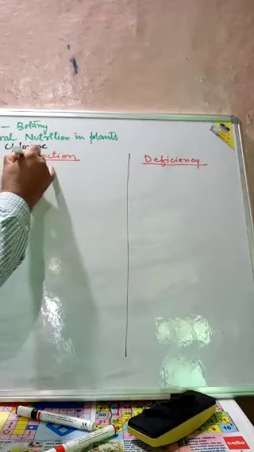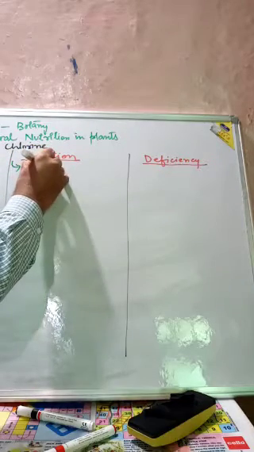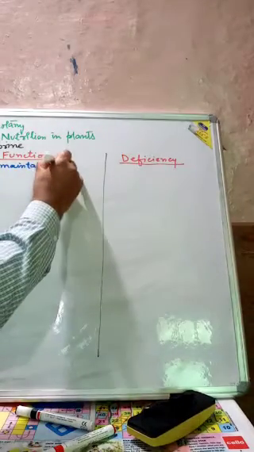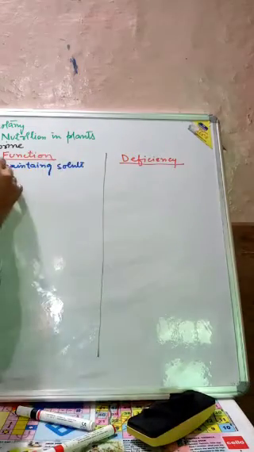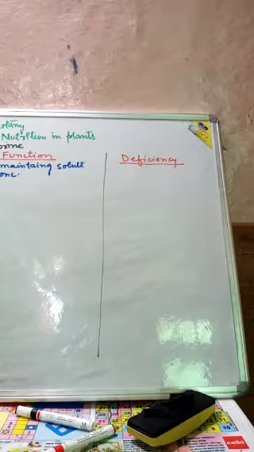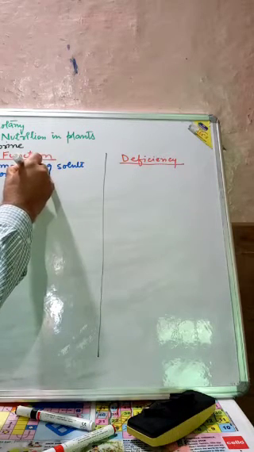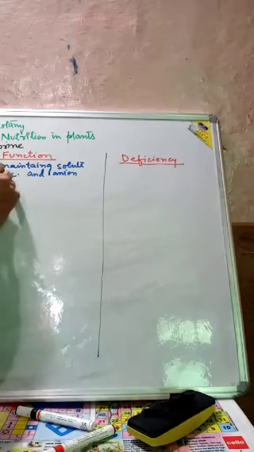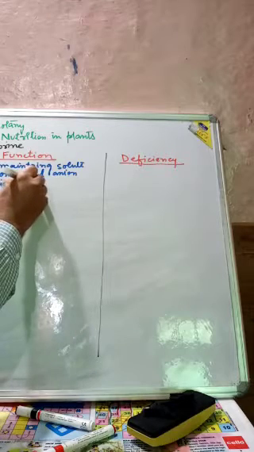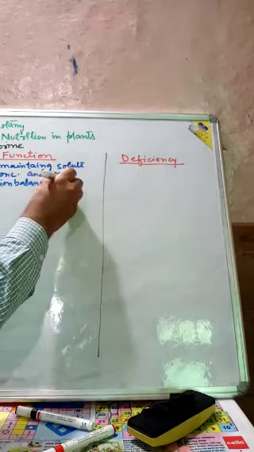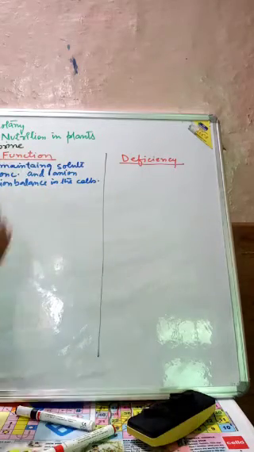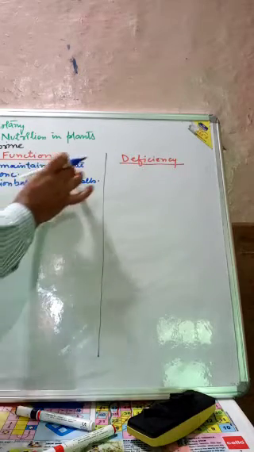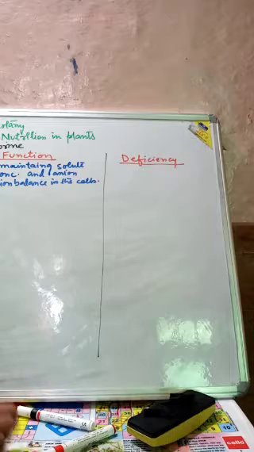It plays an important role in maintaining solute concentration, as well as anion-cation balance in the cells. So these are the various functions. First one is maintaining solute concentration. Second one, anion-cation balance in the cells.